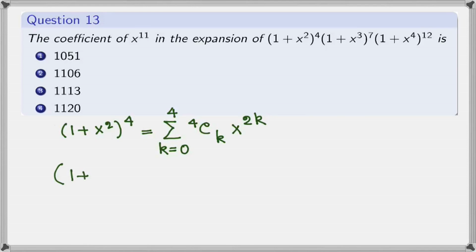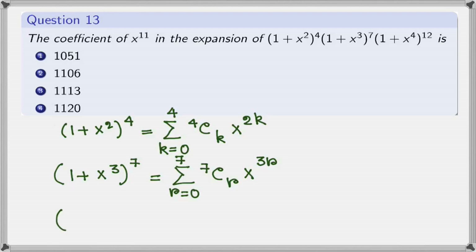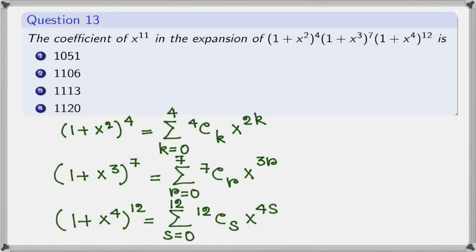The second one, (1 + x^3)^7 is equal to the sum, let's say from r = 0 up to 7, 7Cr x^(3r). And the last one, (1 + x^4)^12 is equal to the sum from s = 0 up to 12, 12Cs x^(4s).